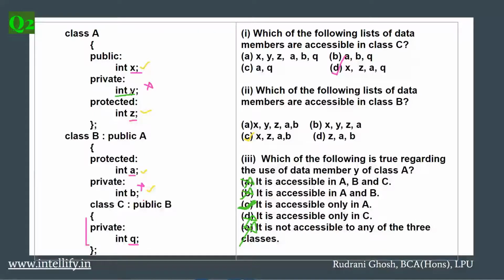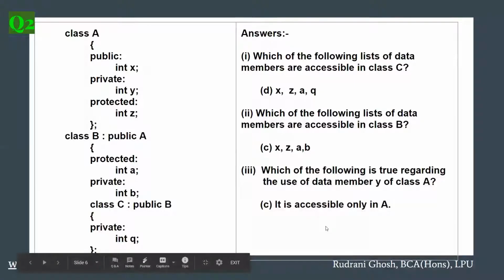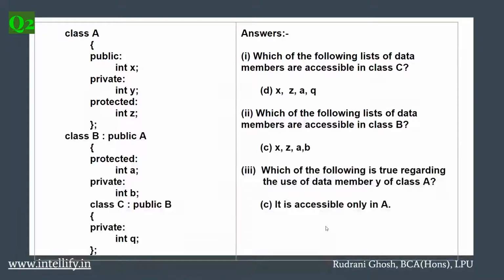As int Y is private, and we know private data members cannot be inherited by any other class. It is only accessible within that particular class. That is why int Y is accessible only to class A. So here are the answers. First, we have discussed option D is correct. Second, we have discussed option C is correct. We have also discussed why integer Y is only accessible inside class A because it is private, so it cannot be inherited by its other subclasses.